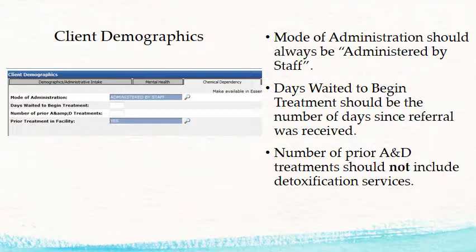Days waited to begin treatment should be number of days since referral was received. For those of you who work in programs where you get a number of referrals from outside sources such as probation, we can count back the number of days since you made contact with that individual. I know sometimes we get referrals and we may have trouble actually getting the person on the phone. So we'll definitely want to count back from when we actually made contact.